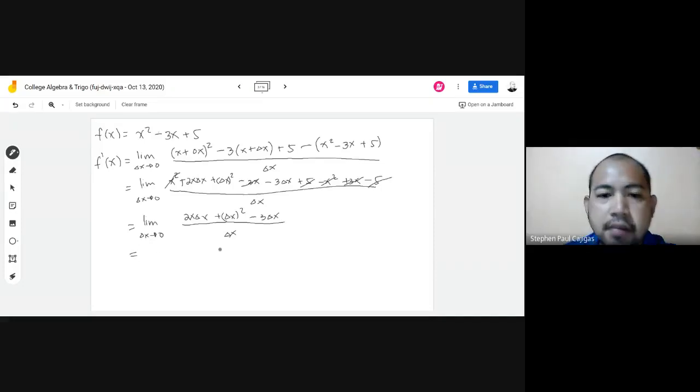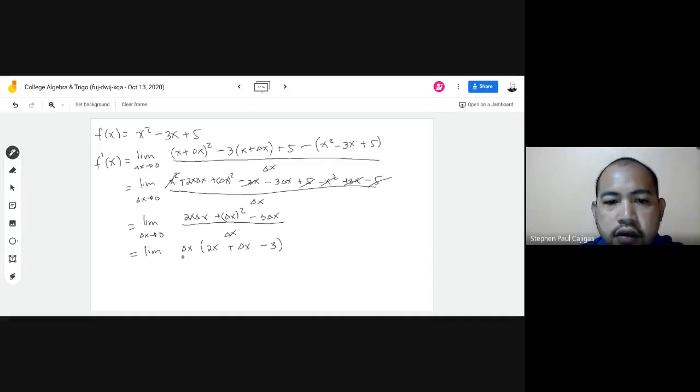If you are able to factor out, you can directly cancel. But if not, we will factor out first, so let's factor out delta x from all 3 terms. So we will have 2x plus delta x minus 3, all over delta x, as delta x approaches 0. So this time we cancel delta x. In this cancellation, this becomes 1, it does not become 0.